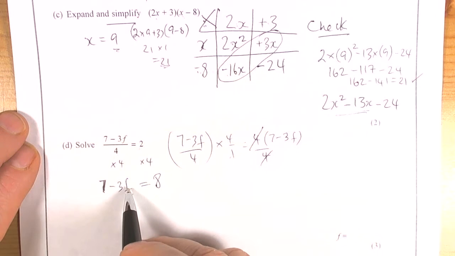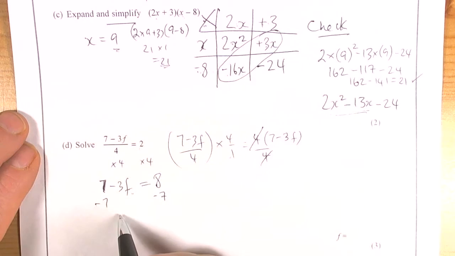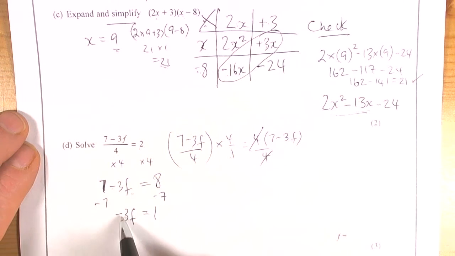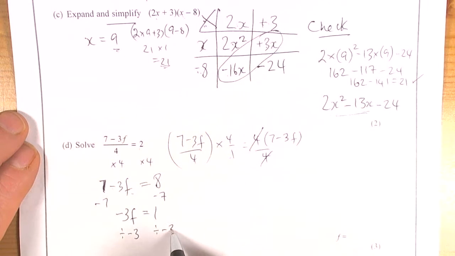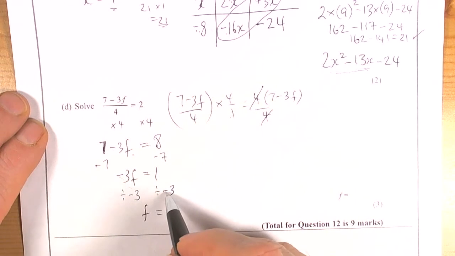So we want to get f as the subject, so we're going to subtract 7 from both sides. Being careful that the negative is not being dealt with yet, the takeaway is not being dealt with, so it's take away 3f equals 8 take away 7 is 1. I want f on its own, so I divide by negative 3, because negative divided by negative gives me positive. 3 divided by 3 is 1, so I've got positive 1f.